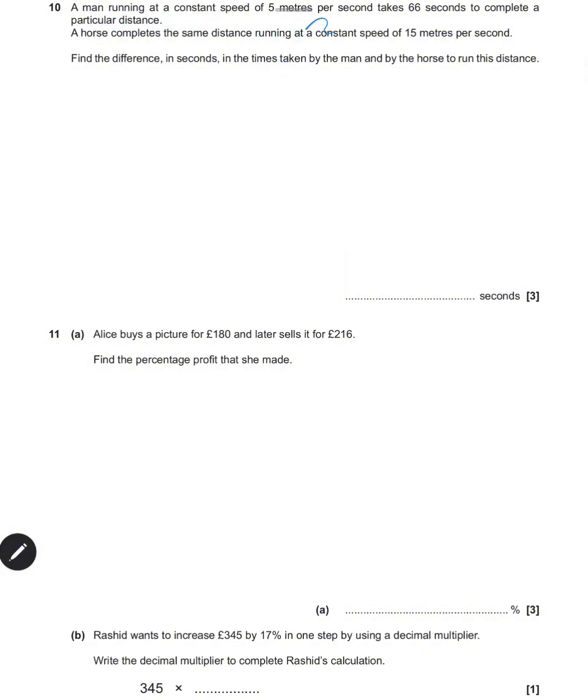Question 10, we've got a man running at a speed of 5 meters per second and he takes 66 seconds to complete a distance. The horse completes the same distance running at 15 meters per second, and we need to know the difference in times between these two things. So let's start with the man, because I think I've got a bit more information. It says his speed is 5 meters per second and it takes him 66 seconds. So what we can work out here is the distance that he's travelled.